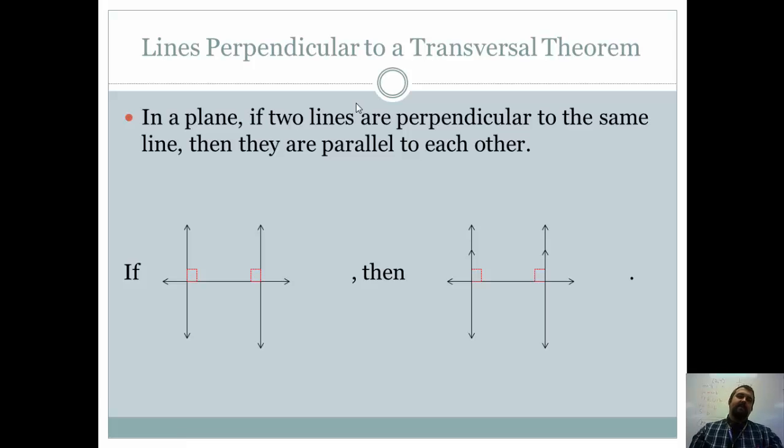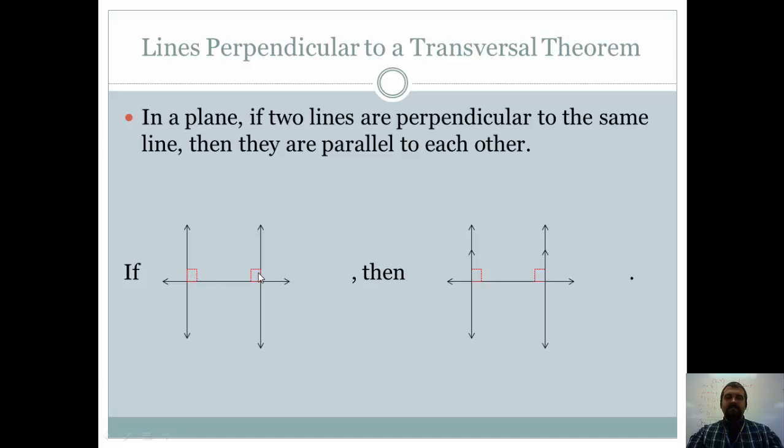The last one, the last new theorem. Lines perpendicular to a transversal theorem. In a plane, if 2 lines are perpendicular to the same line, then they are parallel to each other. I said that there was no transitive property for perpendicular lines, and that makes sense. If I look here, these 2 lines are both perpendicular to this one, which means, well, this is first of all my transversal. This angle and this angle here are both consecutive interior.